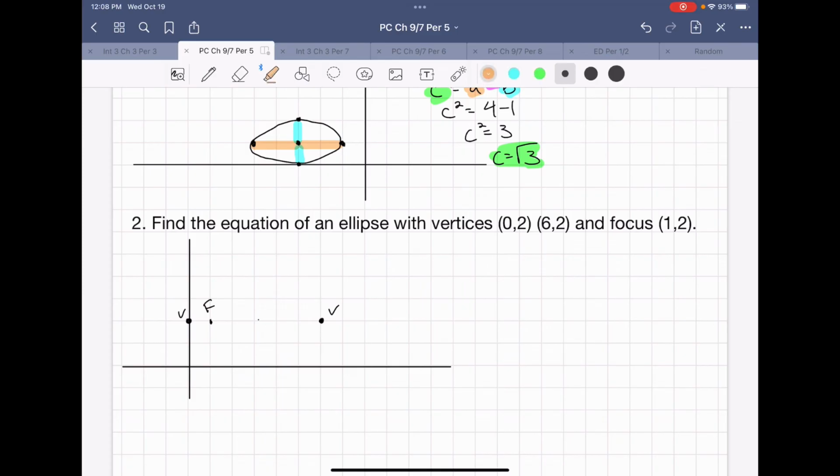Okay, we have the vertices. We have this distance. So the center has to be right in the middle. To find the center, you add and divide by 2. So 0 plus 6 divided by 2 is 3. Or you can just see it. If you make an actual accurate sketch, you can see the center.